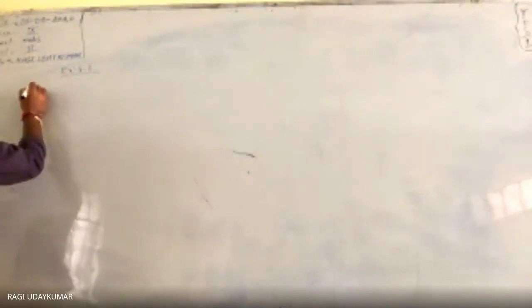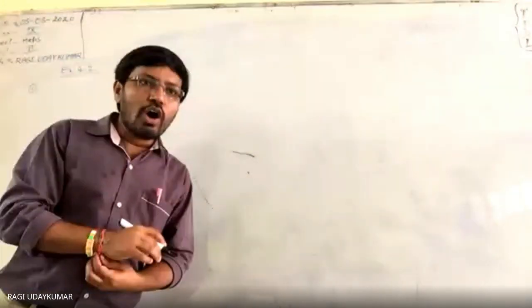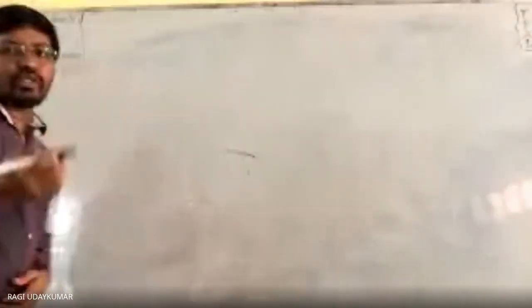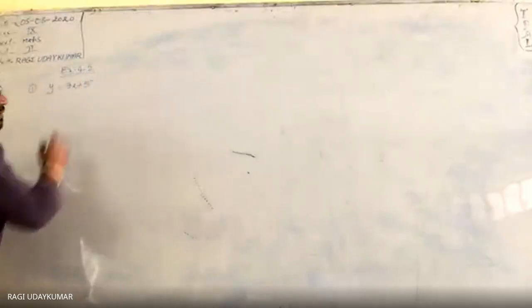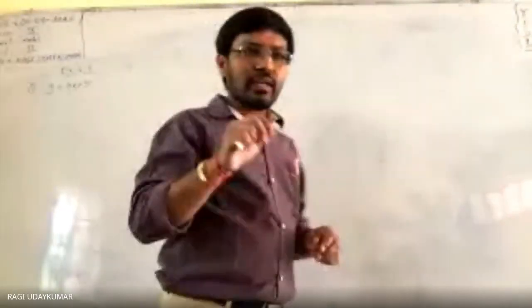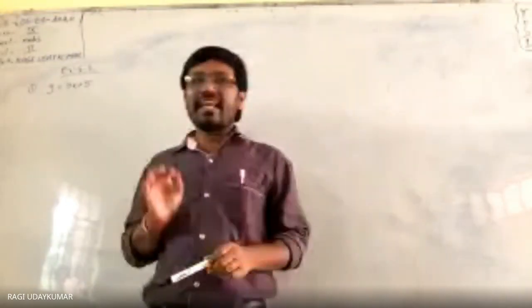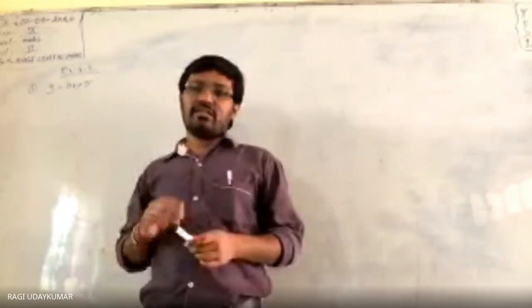So the first one you see here. Which one of the following options is true and why? y equals 3x plus 5. The given equation y equals 3x plus 5 has a unique solution, only two solutions, or infinitely many solutions. You tell me how many solutions there will be. Infinitely many solutions. That we have already discussed. It represents a straight line.